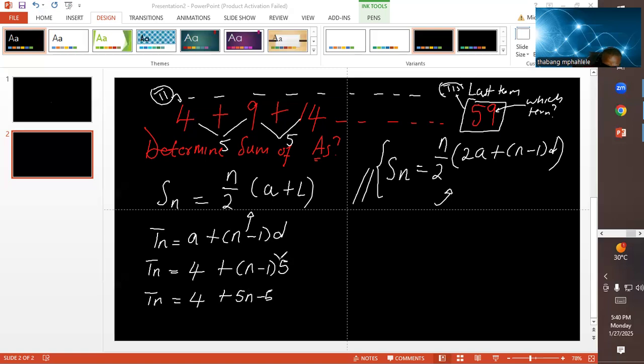You multiply throughout by 5. Therefore, your general term is 5n, and you are now going to say 4 minus 5, which is negative 1. So Tn equals 5n minus 1 is your general term.